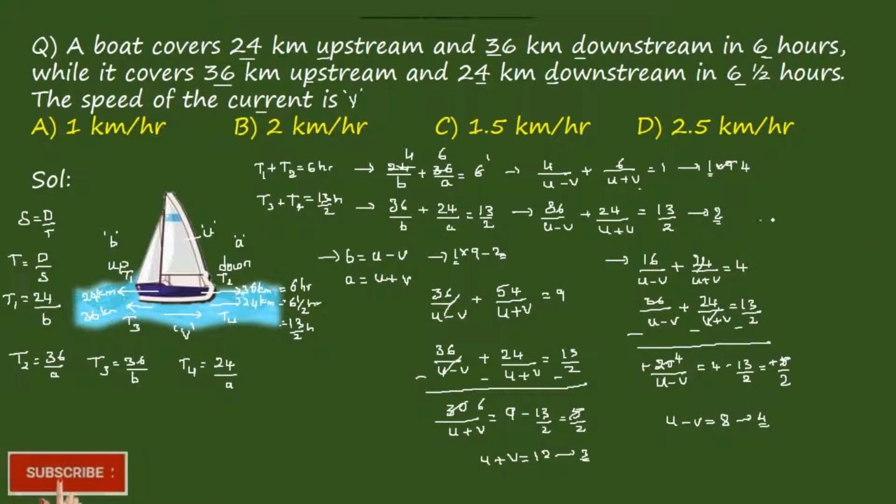From equations 3 and 4, we can find the value of V. We got U plus V is equal to 12 and U minus V is equal to 8. Then substitute these particular values. We have to find only the V value, so we'll be subtracting. Then we get 2V is equal to 4. Then V is equal to 2. Everything is in kilometers per hour, so the velocity of the stream V is equal to 2 kilometers per hour. So the answer is option B.